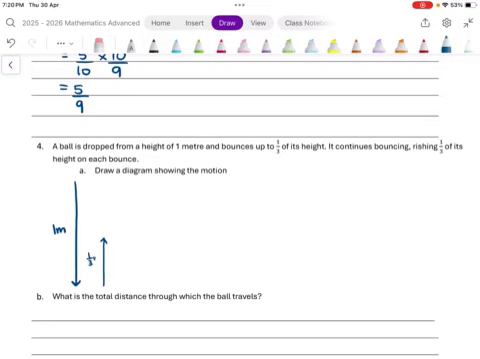So it goes up to 1/3 of a meter. It then has to bounce down 1/3 of a meter. It will then do 1/9 of a meter and then bounce back down 1/9 of a meter. It will then bounce up a 1/27 of a meter and bounce down a 1/27 of a meter. So multiplying by 1/3 each time. Eventually, what's going to happen to the ball? It's going to stop eventually, okay?